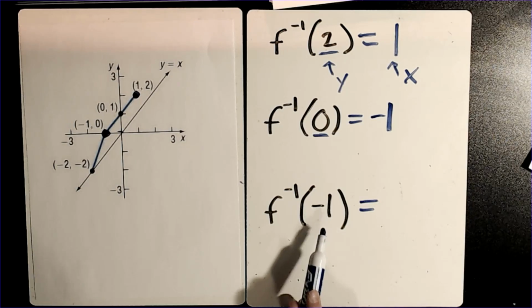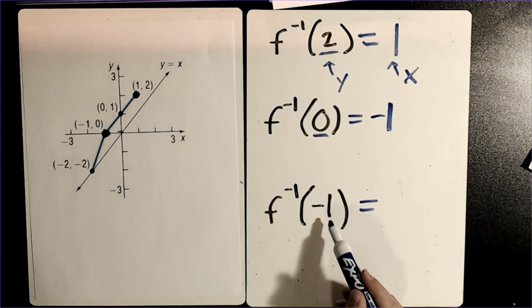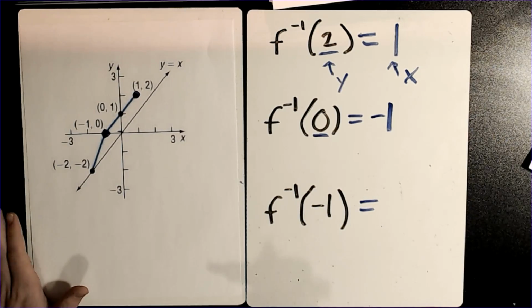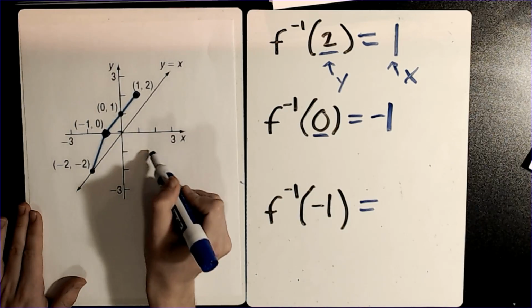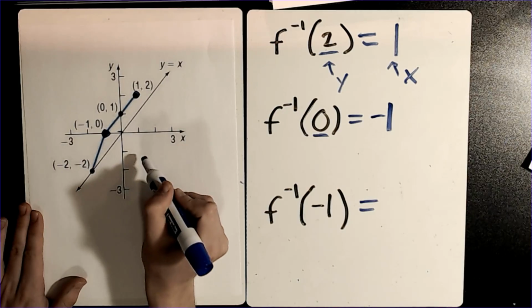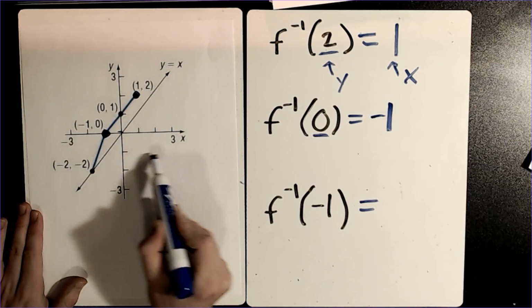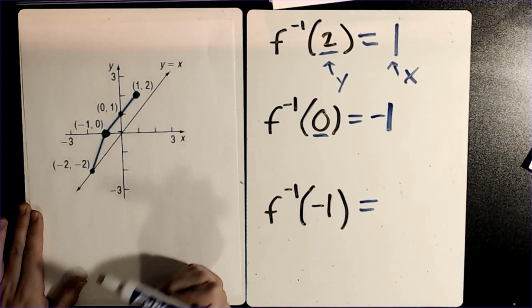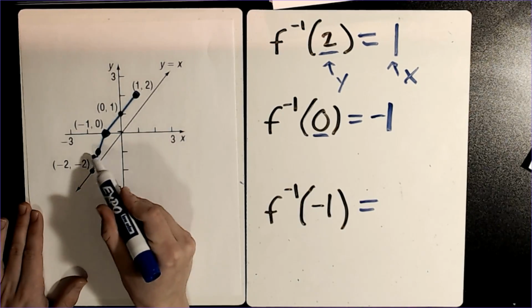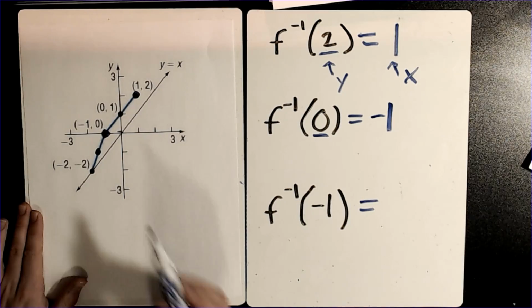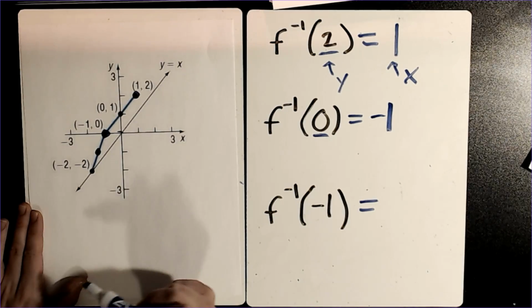F inverse of -1. -1, remember, is y, so we want to look for what point has a y value of -1. Well, y equals -1 is down here along this horizontal line right here. Okay, we want to figure out where does it touch. Well, it touches right in there probably. It doesn't have a labeled point there, but that's about where y equals -1. Okay.